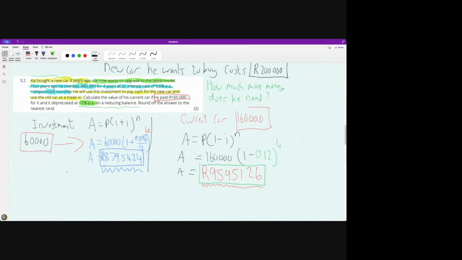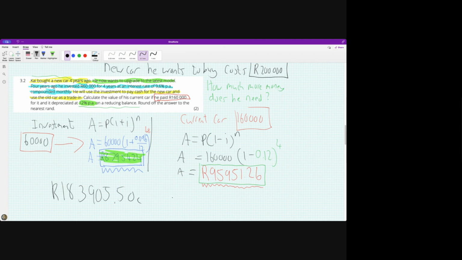If I add how much money I've got in the bank, which is 87,954.24, and I add 95,951.26, I get 183,905.50. Basically, I have 183,905 and 50 cents worth of value. But the car costs 200,000.